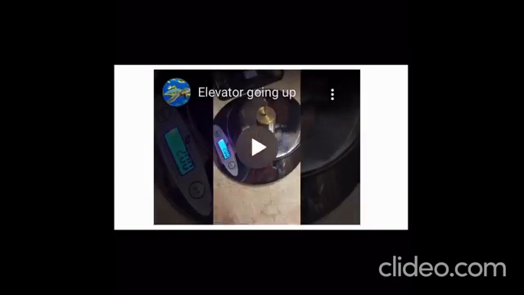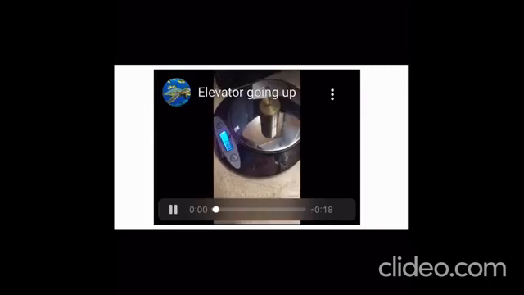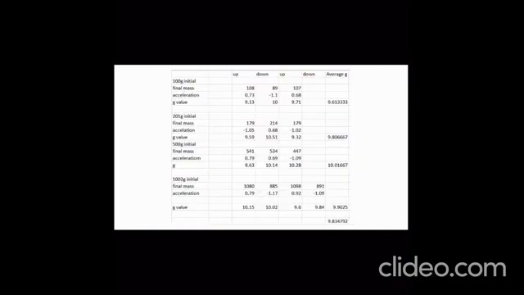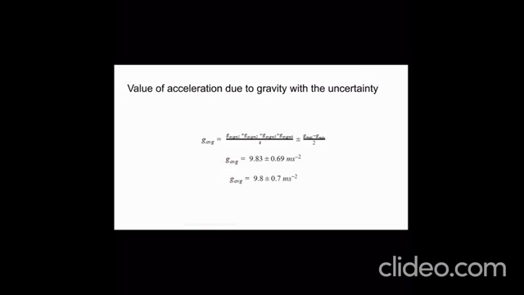The weighing scale calibration and the same elevator were used, although the elevator was highly inconsistent with the acceleration values. The data was then taken by both the elevator accelerating upwards and accelerating downwards, and the corresponding equations were used to find the value of g. These values were then plotted onto a spreadsheet and averaged. This provided a value for the acceleration of gravity as 9.8 plus or minus 0.7 meters per second squared.